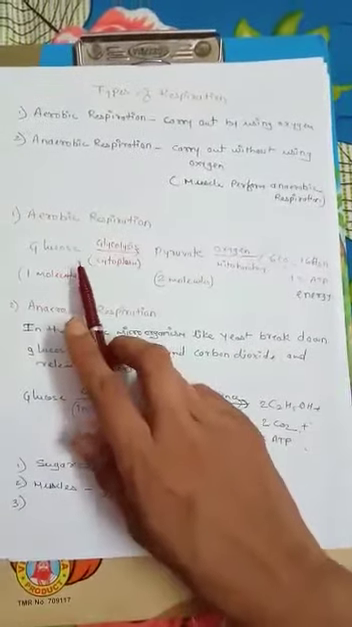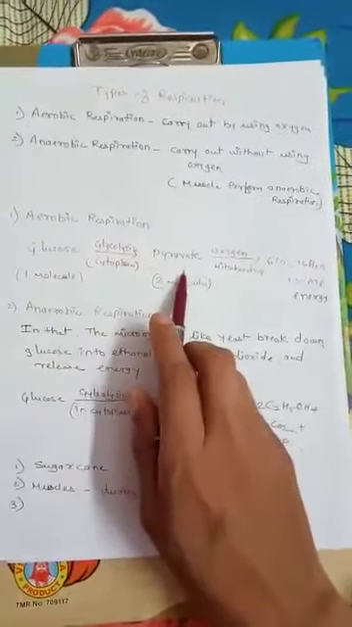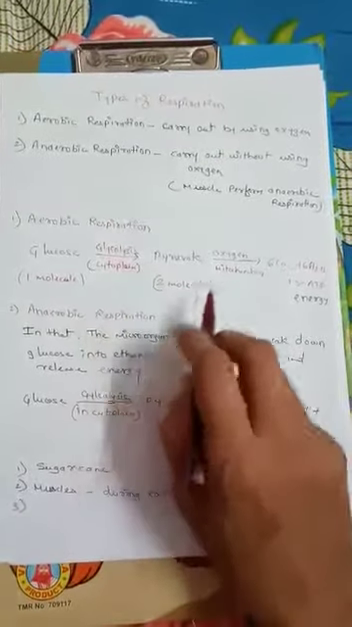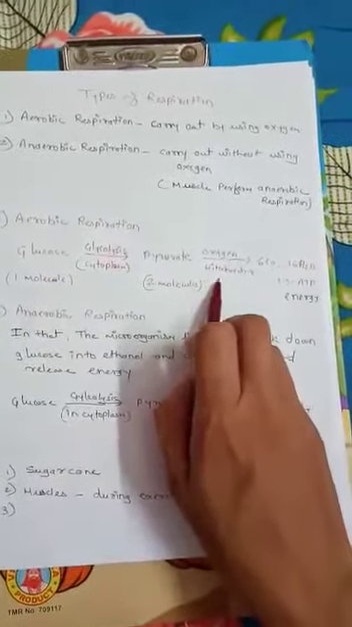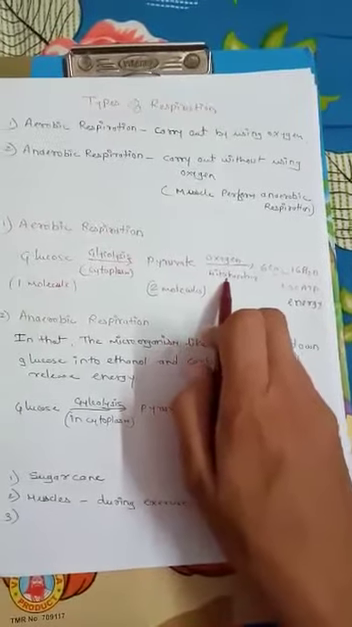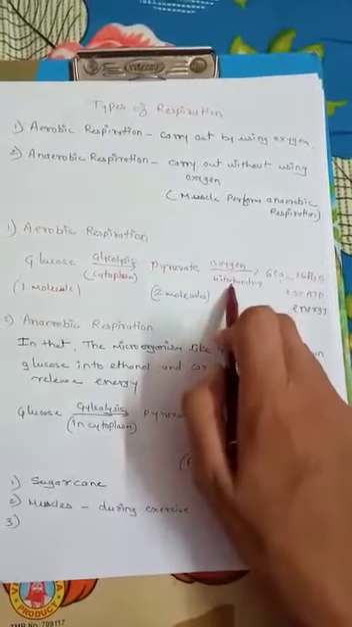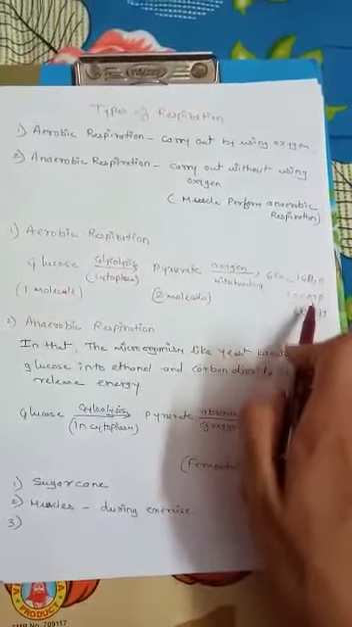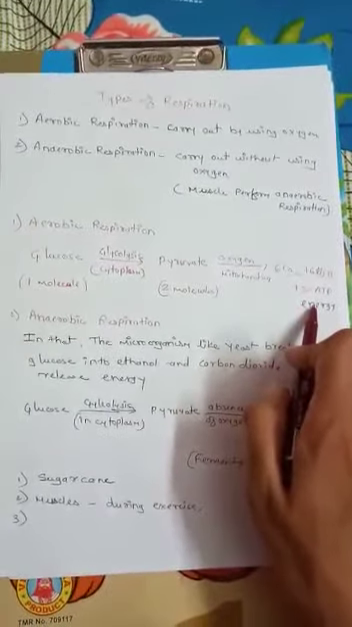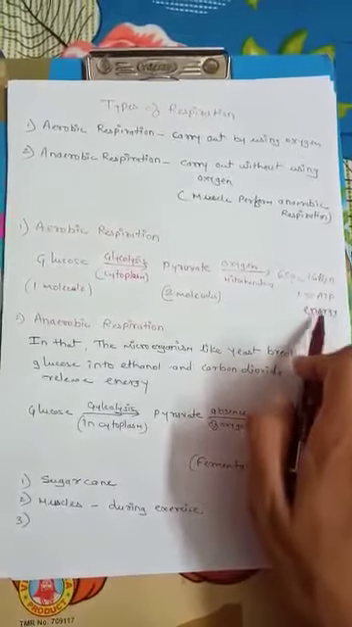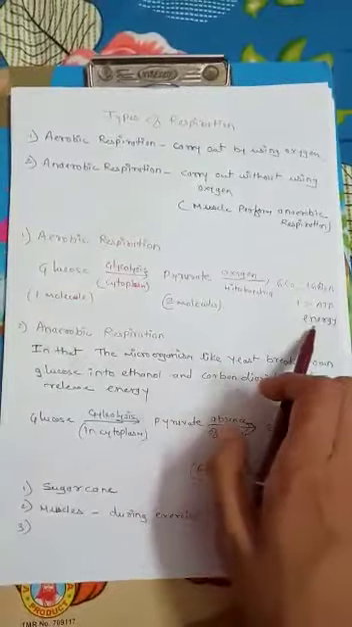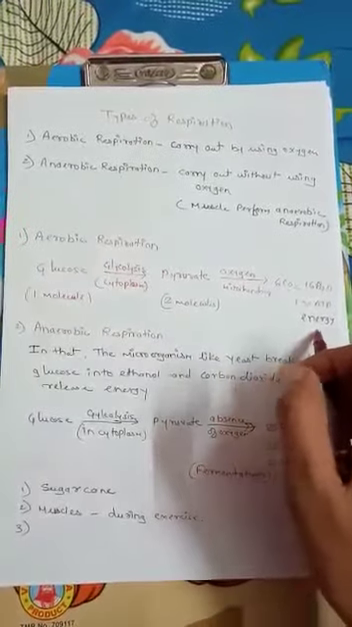In aerobic respiration, glucose, which means food, is converted into pyruvate. That process is called glycolysis, which is carried out in the cytoplasm. When it combines with oxygen, complete oxidation takes place and we get 6 CO2 and 6 H2O and 38 molecules of ATP as energy. So one molecule of glucose gives 38 ATP molecules of energy.